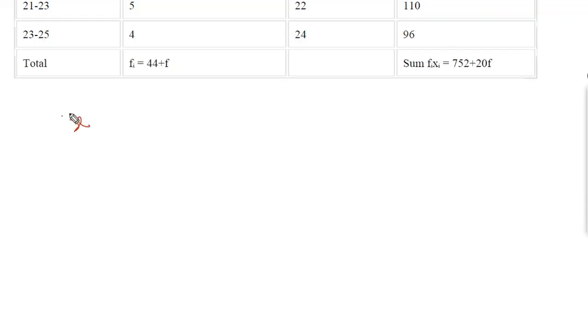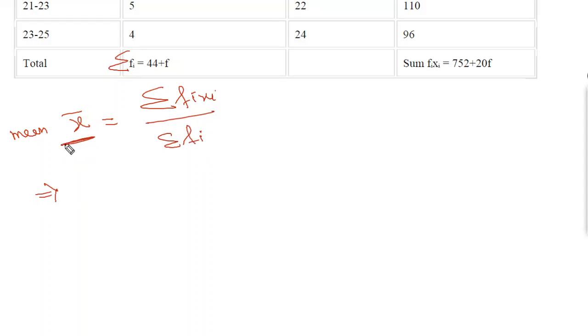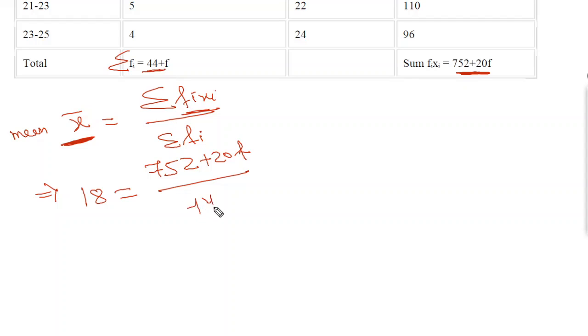Here x bar or mean you can write. Mean is equal to sigma fi xi divided by sigma fi. But it is given to us that mean is equal to 18. So 18 is equal to sigma fi xi, whose value we have found, 752 plus 20f, divided by sigma fi, which is 44 plus f. Now you can cross multiply.